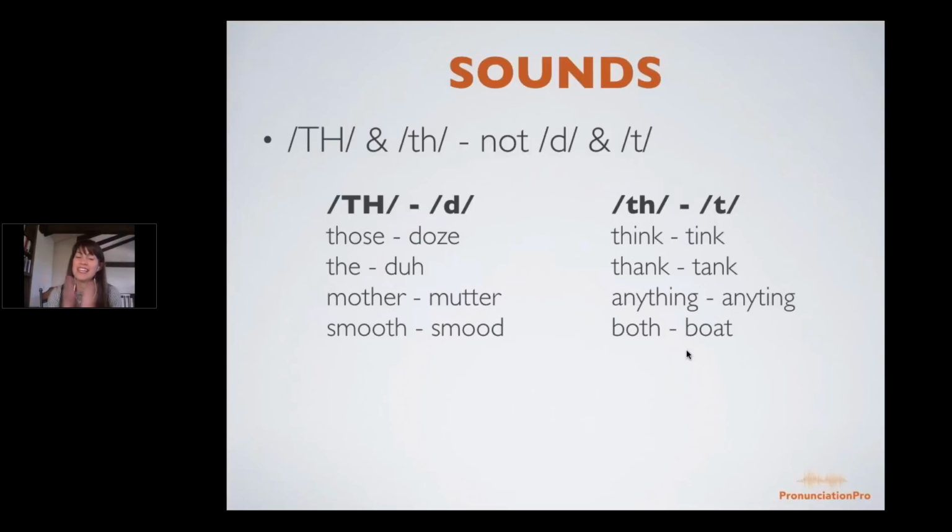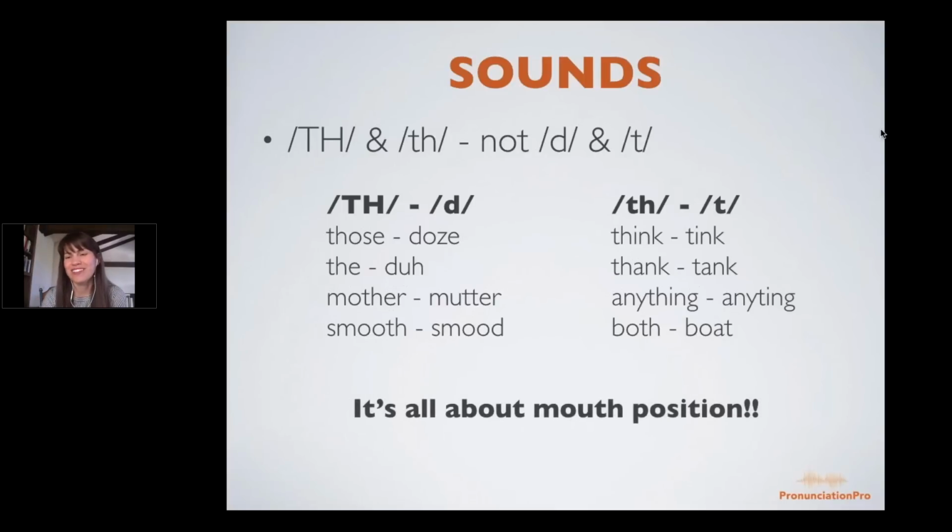All right, and they can sound so similar to each other, but the key is the mouth position. You just have to get that mouth position in there. So go through and read again for me all these TH words, so we can get that repetition. Those, the, mother, smooth, think, thank, anything, both. Excellent. Very, very good job. Okay, the key is in the mouth position.